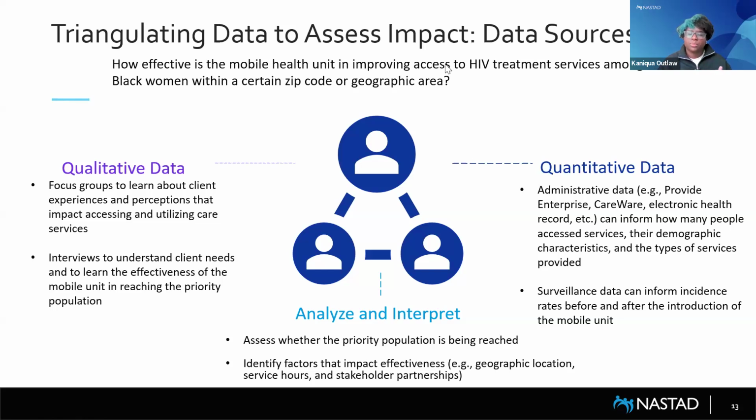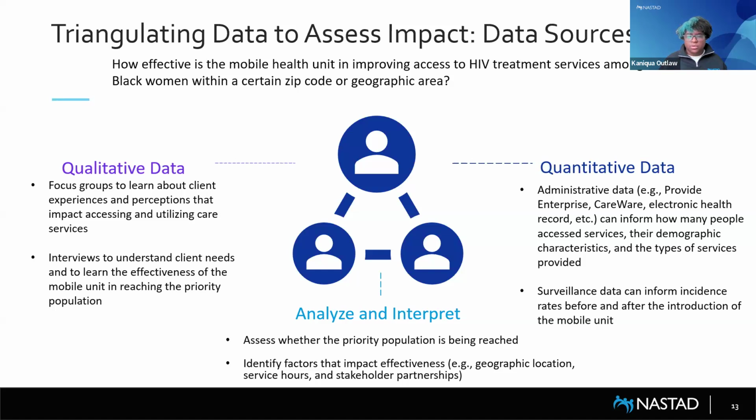So for example, your program might consider conducting focus groups with clients so that you can understand their barriers to accessing treatment services, the types of treatment services that they're likely to use, or for instance, what other services or resources might be valuable to include with the mobile unit. So one example of that would be from a focus group or interview, you find that they would find pharmacy service, hygiene supplies, condoms, snacks or drinks.